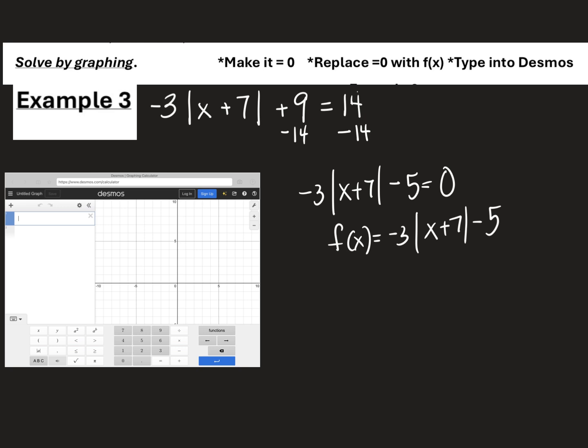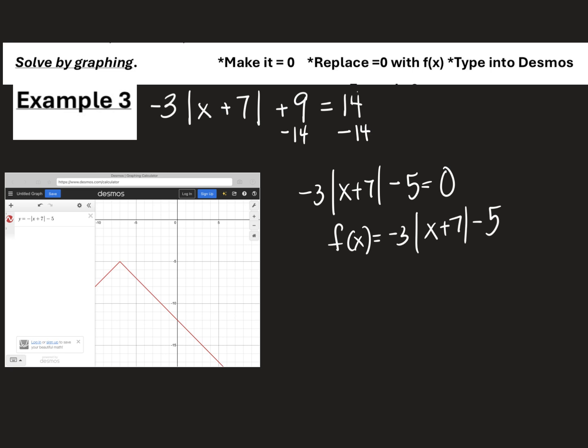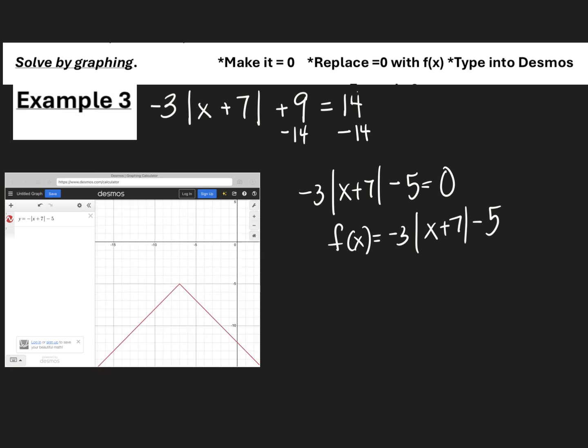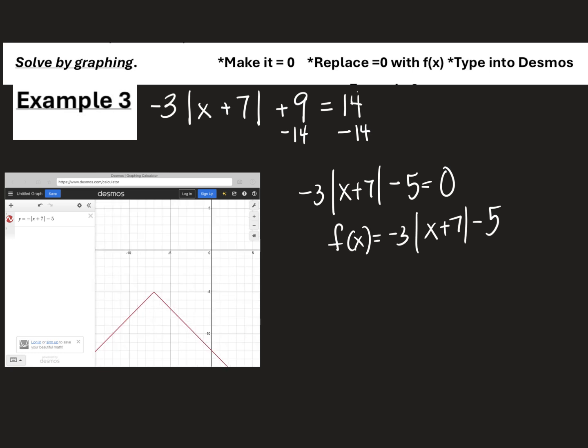I'll just type it in again. Okay, so y equals negative 3 times the absolute value of x plus 7, click outside, minus 5. Okay, here we go. Does that graph touch or cross the x-axis? No, it does not touch or cross the x-axis, so this one has no solution.